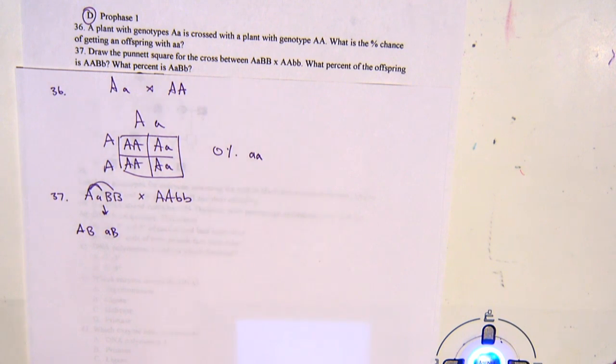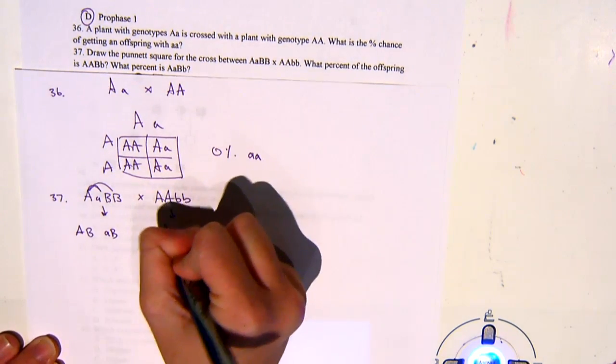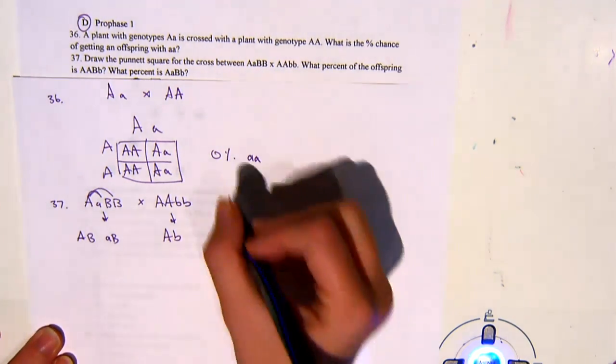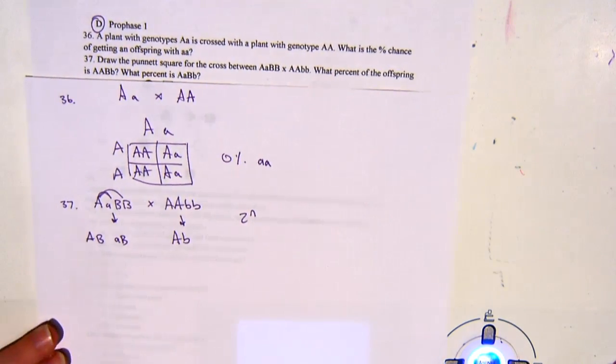Similarly, the other individual can only make big A, little b. There's no other possible combinations this person could make. If we want to verify that we've made the correct number of different combinations, we could use the 2 to the n rule.